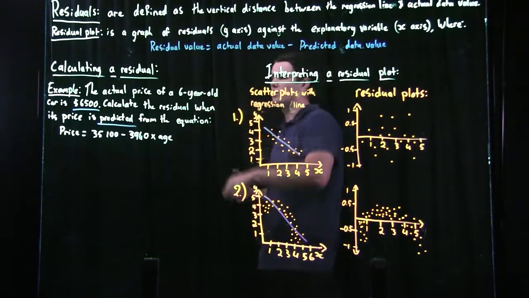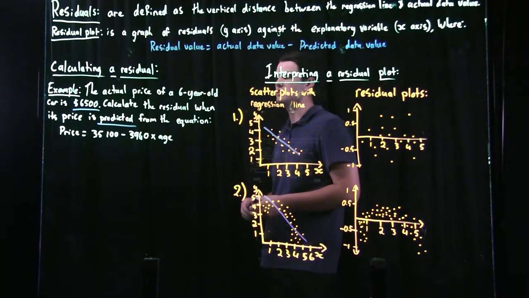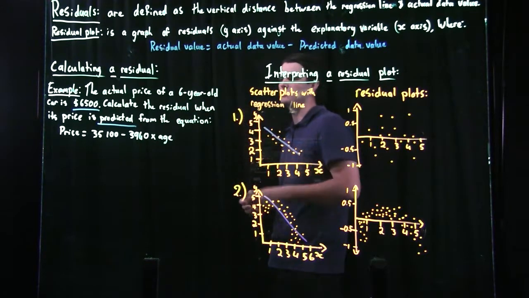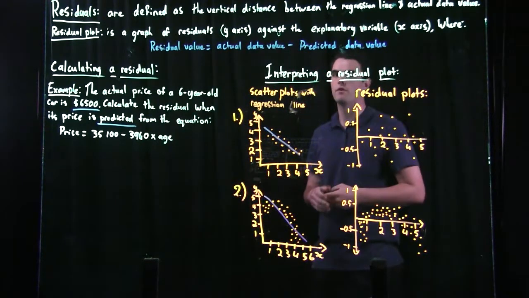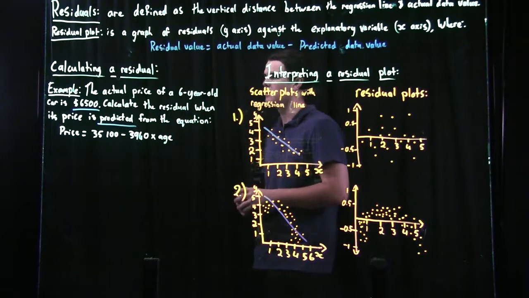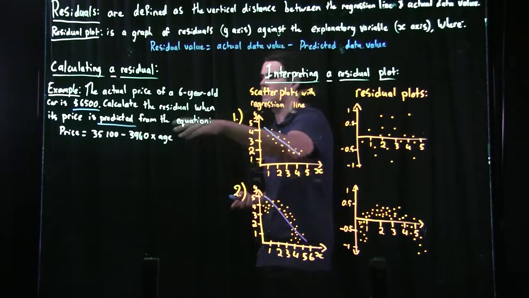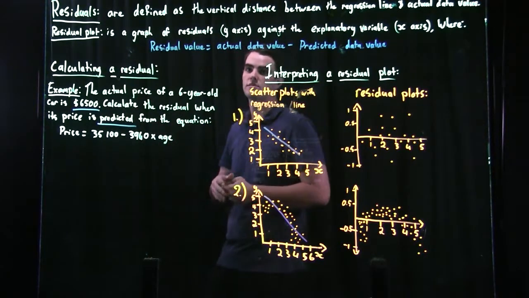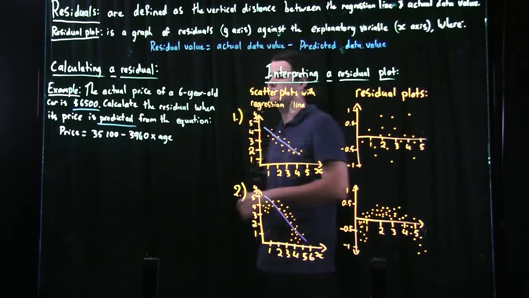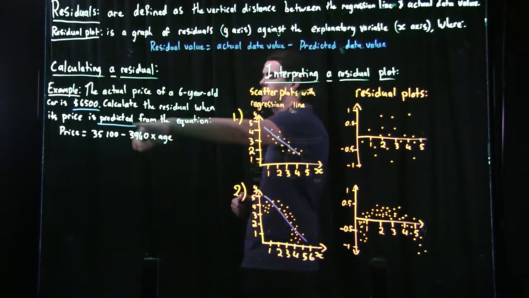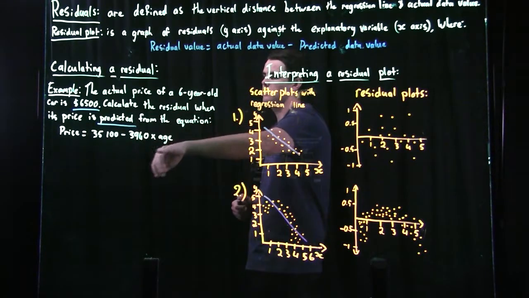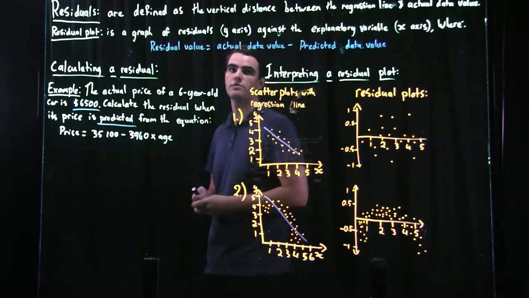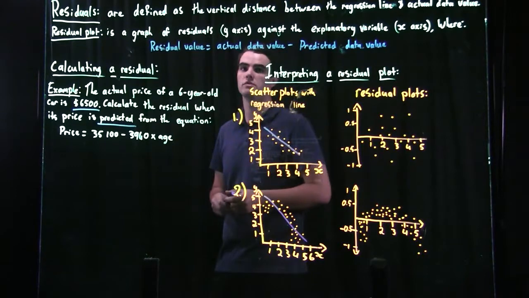As you can see, we've got the actual price of a 6-year-old car is $6,500, okay? Calculate the residual when its price is predicted from the equation below, okay? So what we've got here, and I've already underlined it for us, is the actual price of a 6-year-old car, $6,500, so that's my actual data value. Calculate its price when it is predicted from this formula. Okay, so I can figure out its predicted value from using the following formula. I can put it in to calculate my residual value.